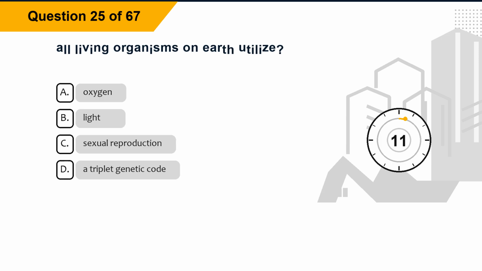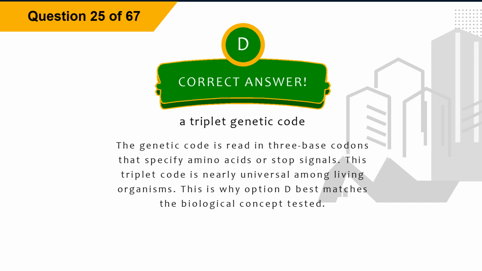Question 25. All living organisms on Earth utilize? Option A, oxygen. Option B, light. Option C, sexual reproduction. Option D, a triplet genetic code. The correct answer is option D, a triplet genetic code.